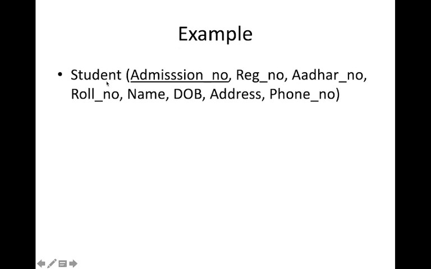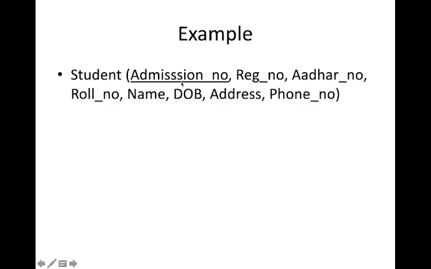So if we take another example, student, in this table we have admission number, register number, Aadhaar number, roll number, name, date of birth, address, phone number. Here we have different keys in this table. Admission number is unique, so it is a key. Register number is unique, it is a key. Then Aadhaar number, it is also unique, so this is also a key. Roll number, it is also unique. So admission number, register number, Aadhaar number, roll number are all known as candidate keys.